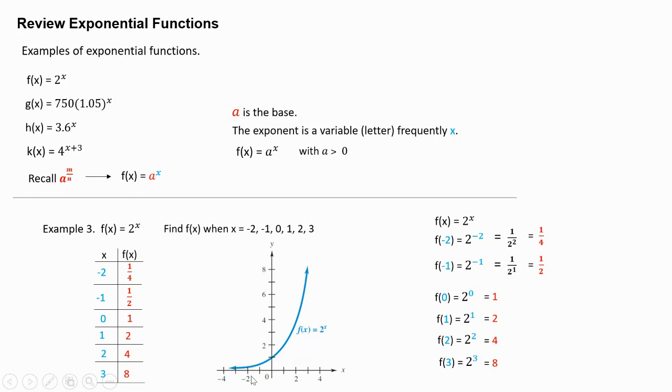And when x is negative 1, it's going to be about 1/2. When x is 0, it's going to be 1. When x is 1, it's going to be about 2. When x is 2, it's going to be 4. And when x is 3, it's going to be like 8. All the way right there. And that's how you match the graph.